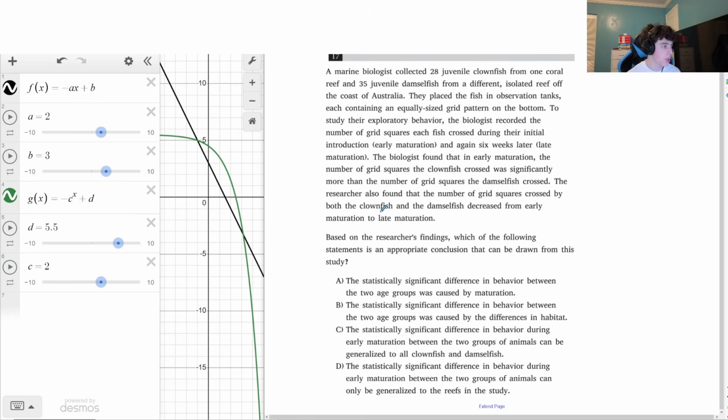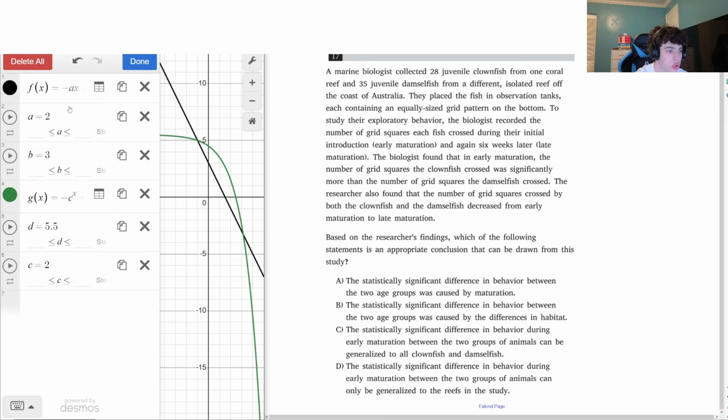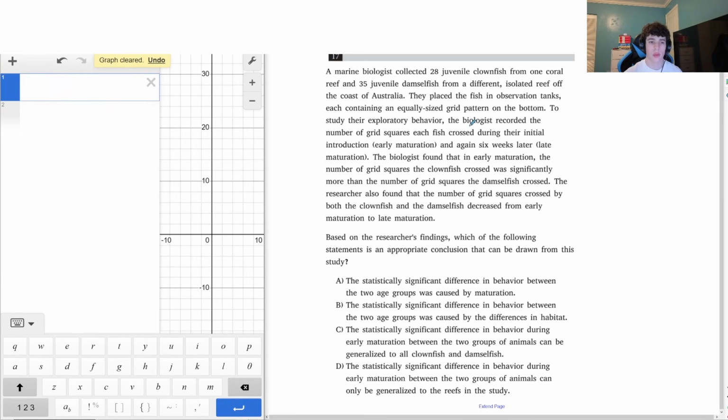Okay, now in this question, we are being tested on our ability to generalize results. They ask this on the SAT a lot, and these questions are getting harder and harder every single time. We're given in this one that a marine biologist collected 28 juvenile clownfish from one coral reef and 35 juvenile damselfish from a different isolated reef off the coast of Australia.